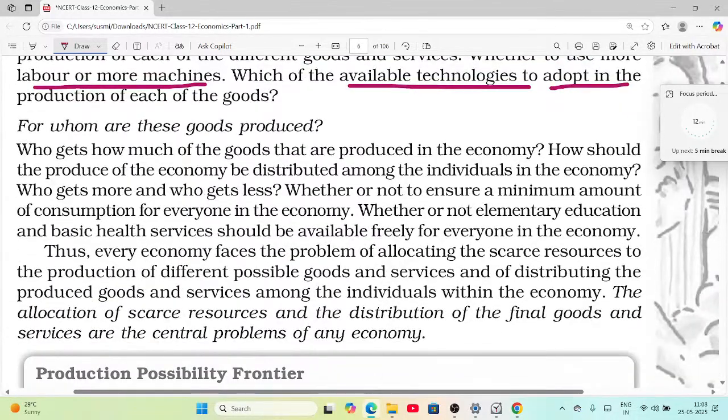For whom are these goods produced? How much of the goods that are produced, and how should the produce be economically distributed among the individuals in the economy? Who gets what, and whether or not to ensure a minimum amount of consumption for everyone.